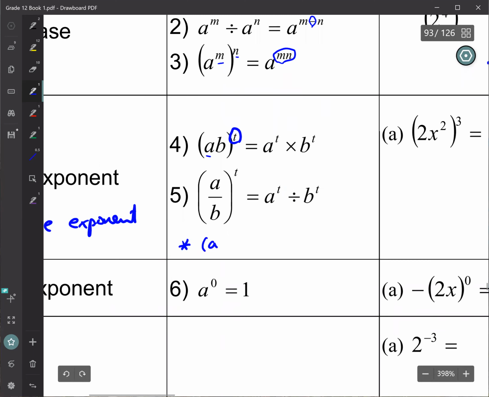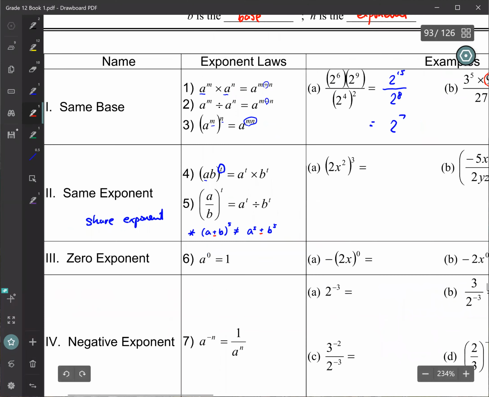A, for example, a plus b. I want to raise it to the 5. Okay, because inside is adding, you cannot say it's a to the 5 plus b to the 5, okay? You cannot do that. You can only share if it's multiply or divide, right? So subtract or add, right? You cannot do the sharing. Okay, so just make sure you remember that.